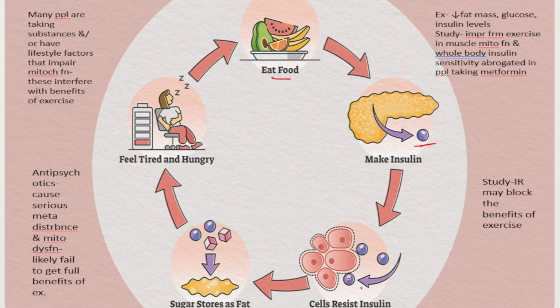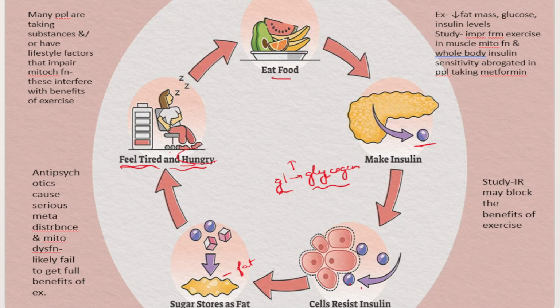Now when the cells don't allow the insulin to enter, what is the function of insulin? Insulin converts glucose into glycogen. When cells are not allowing the insulin to enter, then glucose is not getting converted into glycogen. So this may cause high glucose levels. Cells are resisting insulin. Now what happens is high sugar is getting stored as fat. It is not being utilized for energy production. And now since we don't have energy, the person will feel tired and hungry.